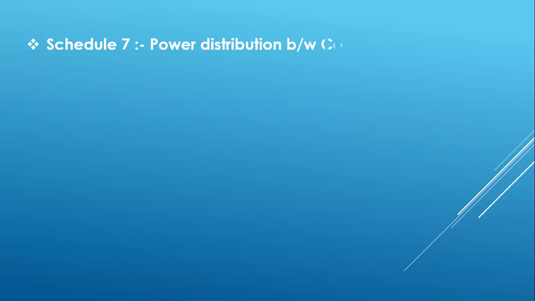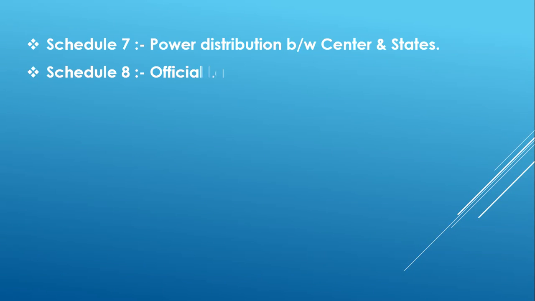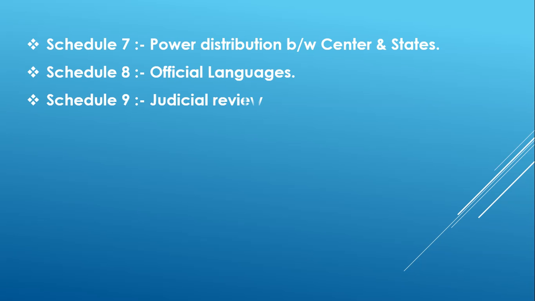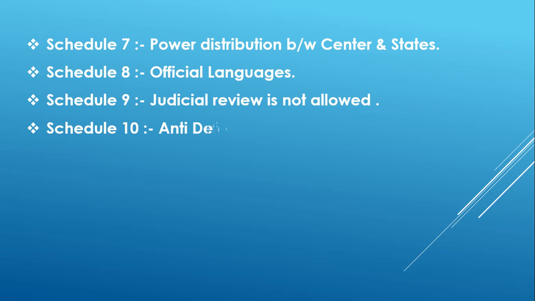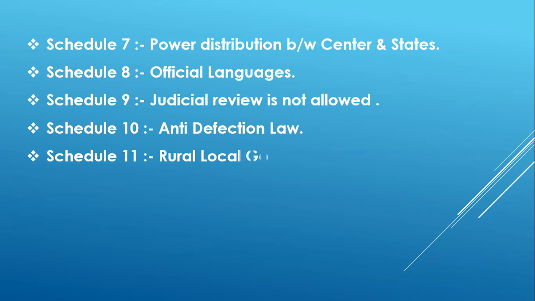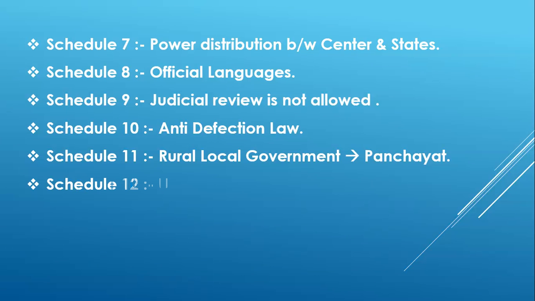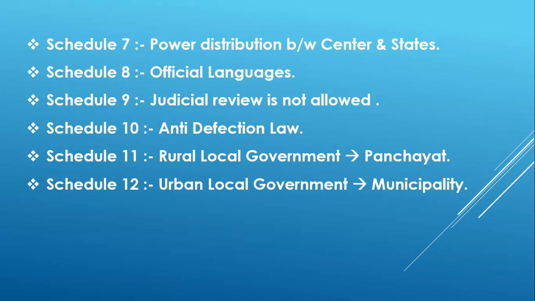Now what is Schedule 7? Friends, Schedule 7 deals with the power distribution between center and state. I have told you that India is a federation. And in any federation, there is a clear-cut demarcation and distribution of power between the central government and the state government. Therefore there are three lists: union list, state list, and concurrent list.